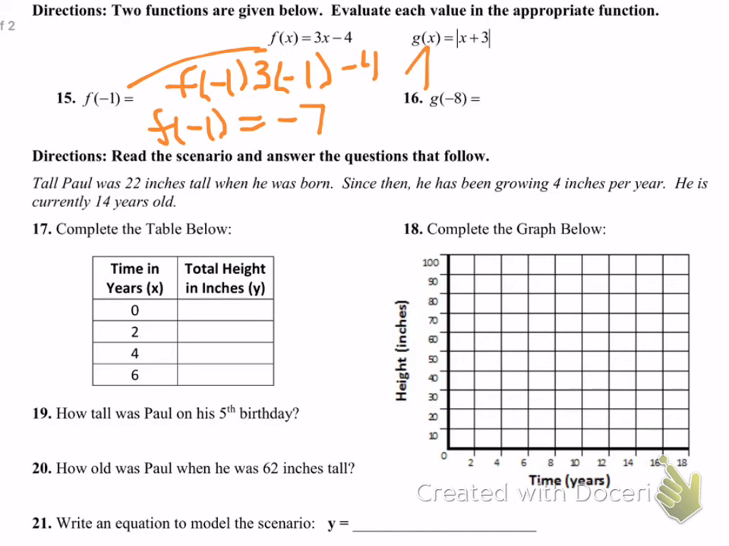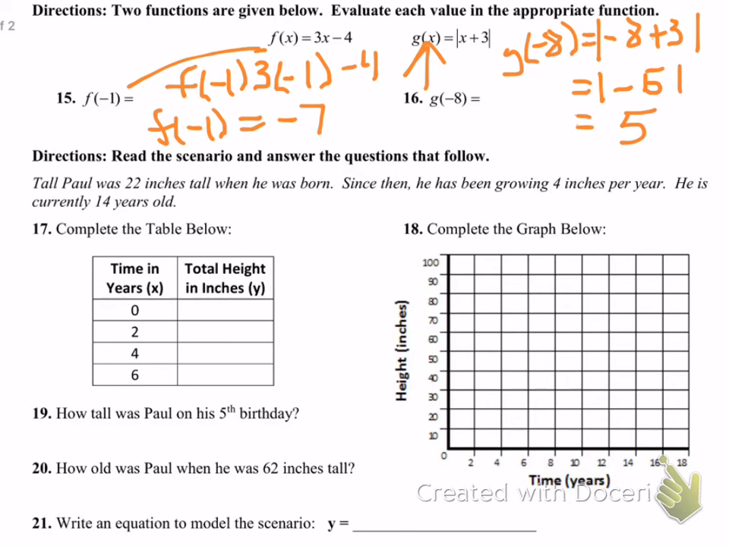For 16, I'm going to use the g of x function. So I want g of negative 8. So that's going to be the absolute value of negative 8 plus 3. Negative 8 plus 3 is going to be negative 5. So I'm taking the absolute value of negative 5. The absolute value of negative 5 will be positive 5.